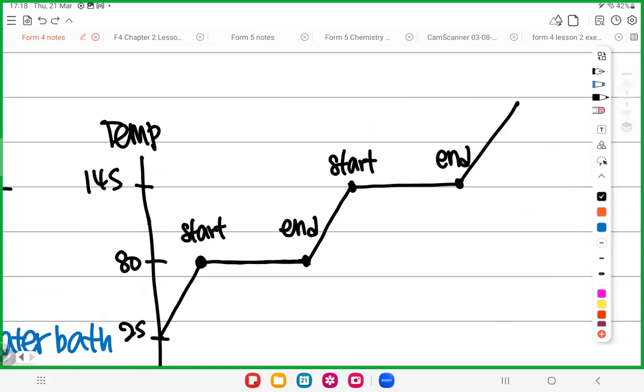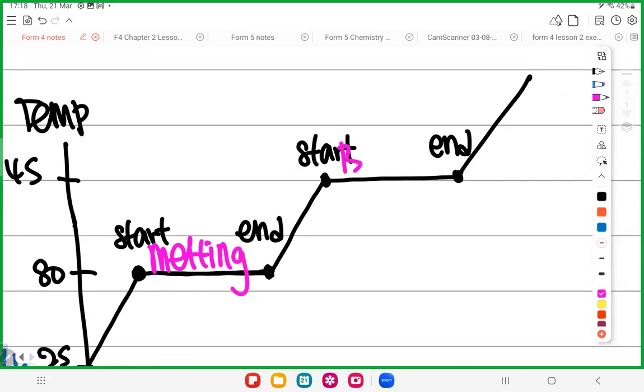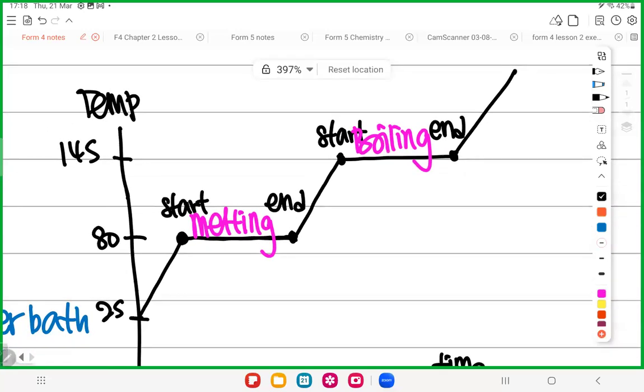So I just want to show you so that you still remember. And please remember, the first horizontal line is the melting process. The second horizontal line is where the boiling process takes place. Okay, so this is what we learned in the past lesson. So today we will continue from here.